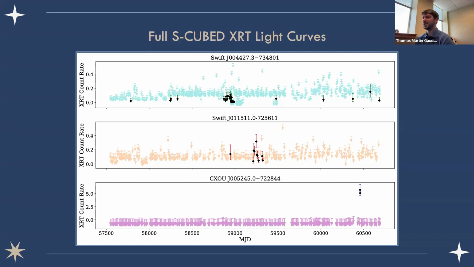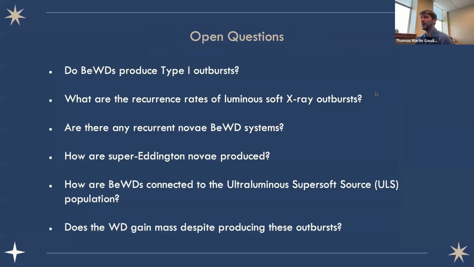They've taught us a bunch about how these BE white dwarf systems evolve during these outbursts, how they can produce BE white dwarf outbursts. But there's still a lot we don't understand about BE white dwarfs. Many open questions about the X-ray properties of these systems. In addition to the quiescent luminosity questions, it would be great to know if these systems produce type 1 outbursts similar to BE neutron star type 1 outbursts.